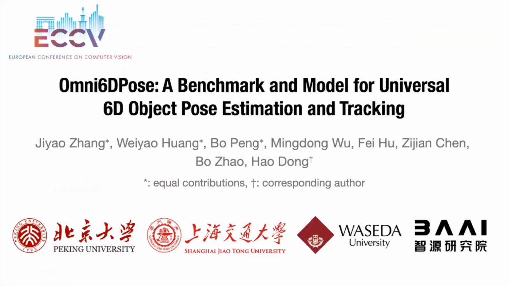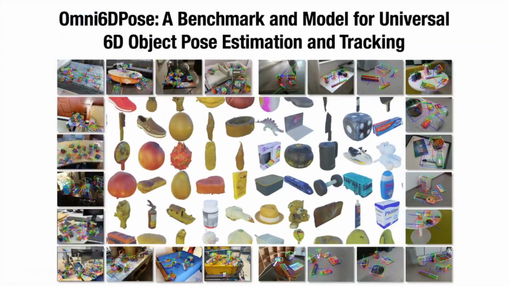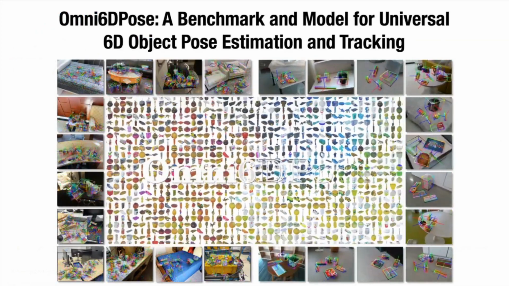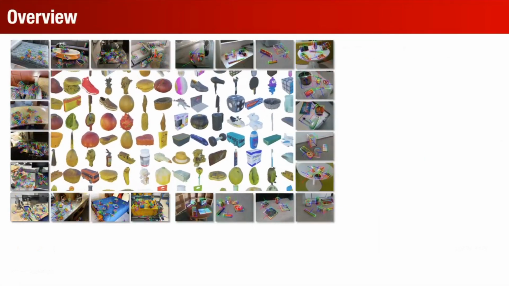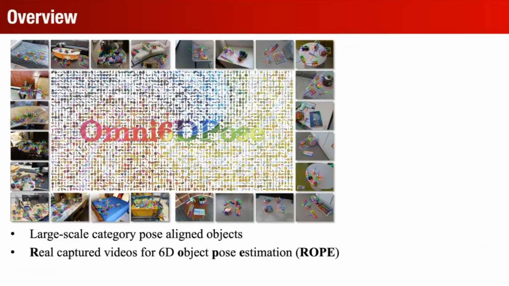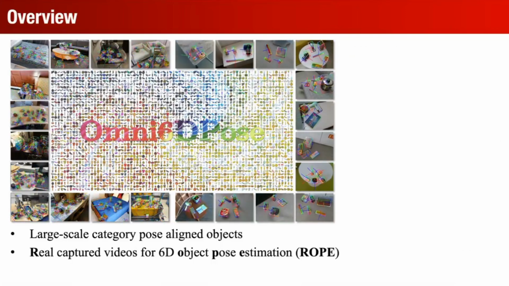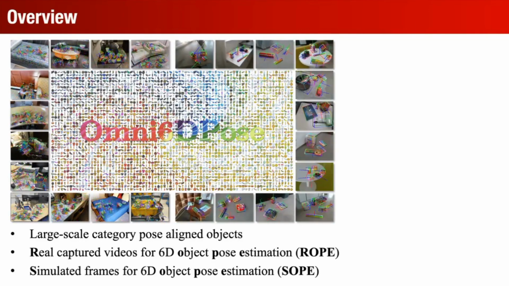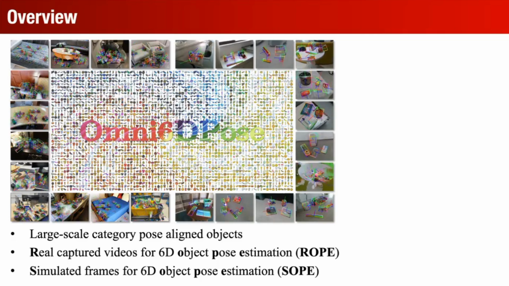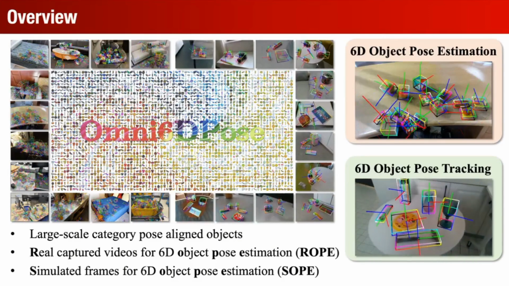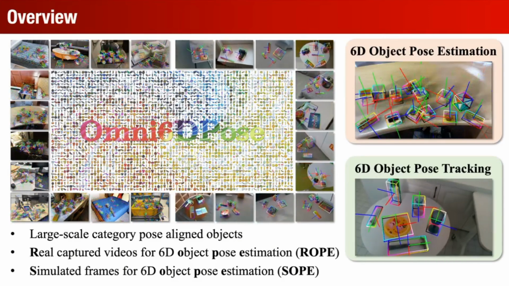I'll introduce our work on Omni6DPose, a comprehensive benchmark for universal 6D object pose estimation and tracking. Omni6DPose primarily consists of three components. First off, it features a vast collection of pose-aligned objects. Next, it includes real-life videos specifically captured for 6D object pose estimation, which we refer to as ROPE. The third component is the physically based simulated data for training, dubbed SOAP. Together, these elements form an extensive, versatile dataset for the field of 6D pose estimation.